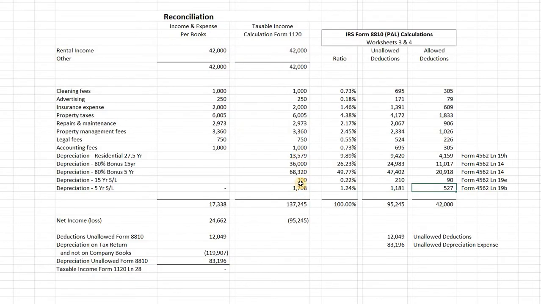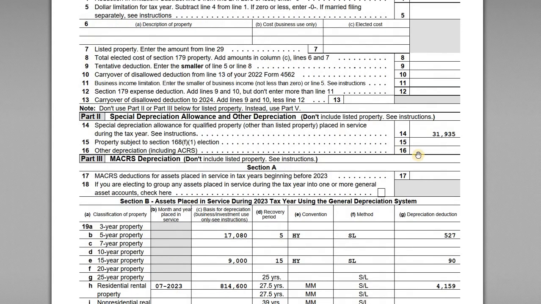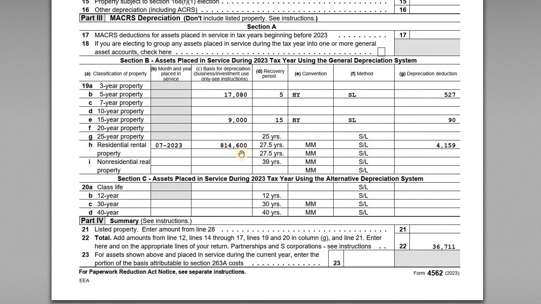So we've got the depreciation amounts, the bonus, and then we are reducing them by the unallowed portion and then claiming the allowed portion. So we take the allowed portions for each item and then report those on the appropriate line item on the 4562. So the bonus depreciation amount has been reduced to $31,935. So that's the total bonus depreciation we can claim.